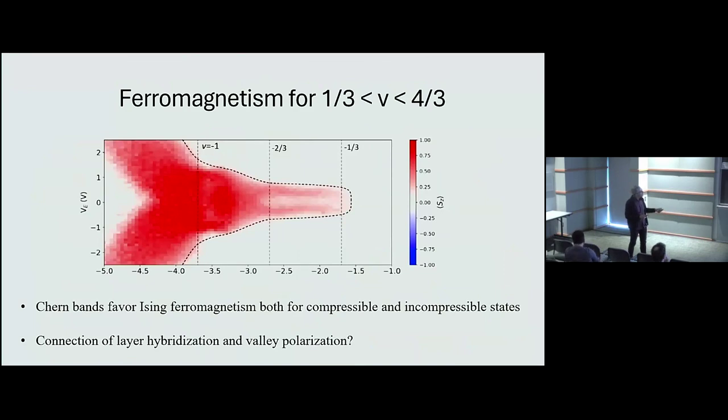There's interesting structure here. As you apply a displacement field, the polarization is enhanced, and then it has these two legs, which are yet to be studied by us or others. There is a question about when we have layer polarization, and here we lack layer polarization and valley polarization. In this region, we have layer hybridization, and the question is whether this transition exactly coincides with when you lose the layer hybridization. That's something that also needs to be figured out.